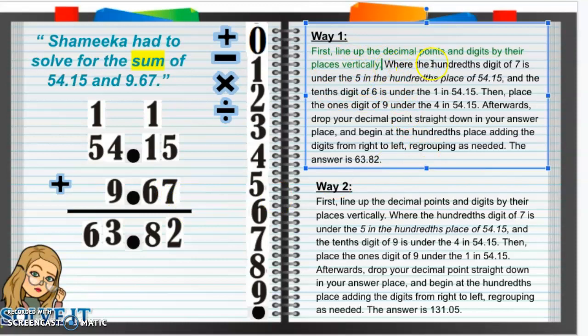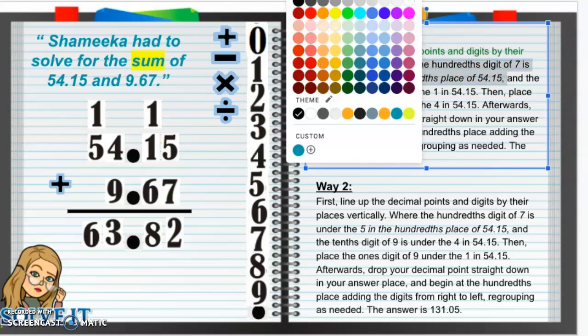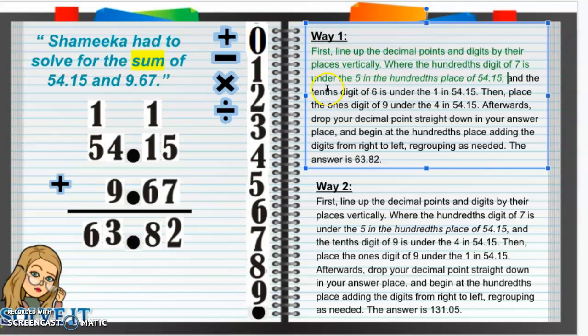All right, so then it says the hundredths digit of 7 is under the 5 in the hundredths place of 54 and 1500ths. Yeah, that's right. So I'm going to mark that as green. And the tenths digit of 6 is under the 1 in 54 and 1500ths. Yes, it is. Awesome. So far, we're doing good. Then, place the ones digit of 9 under the 4 in 54 and 1500ths. Yep, that 9 is under that 4.